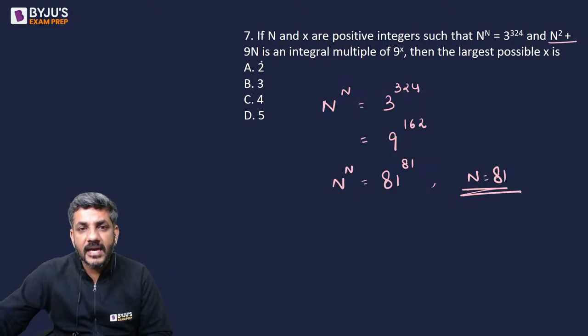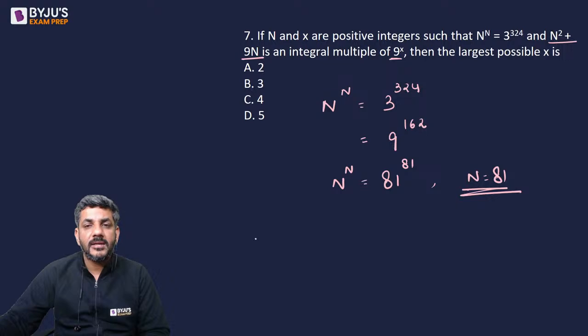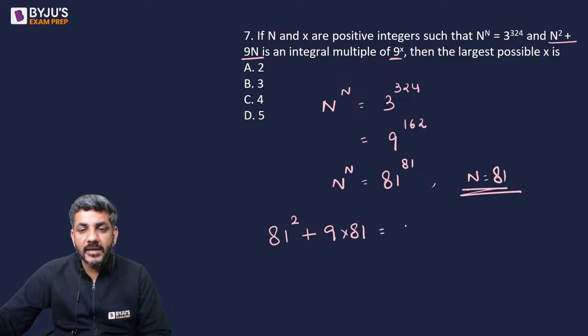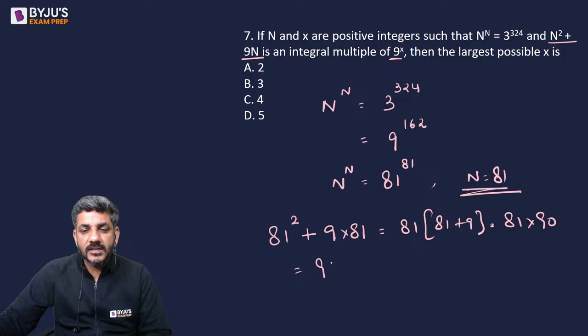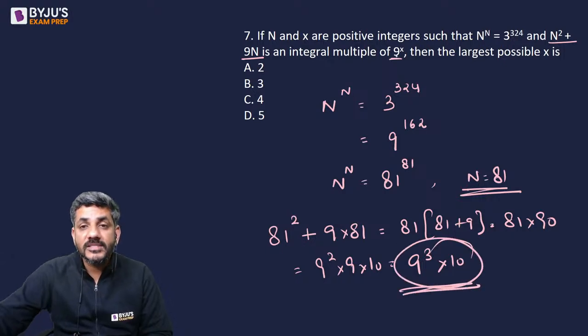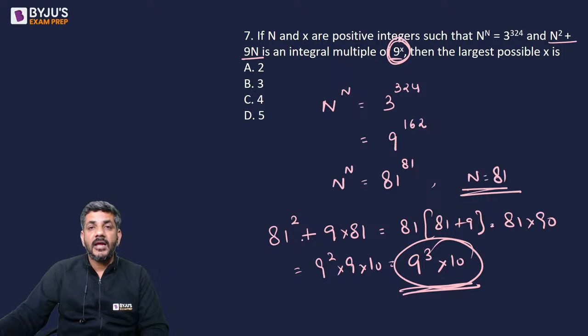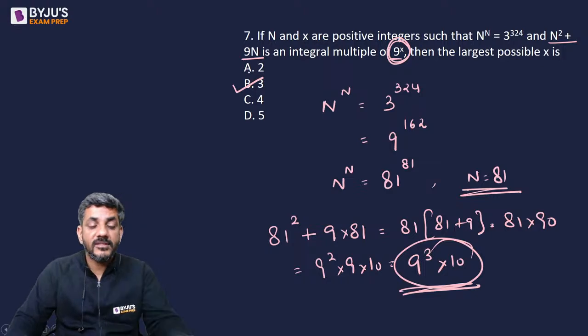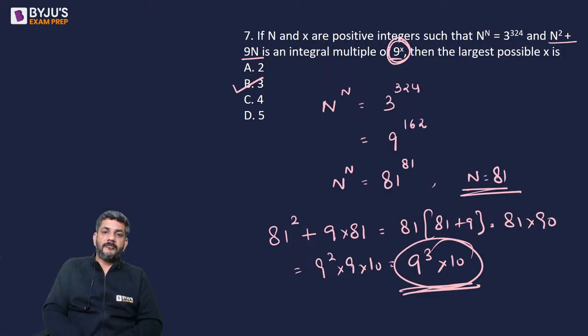And now here he says n square plus 9n is an integral multiple of 9 to the power x. n square is 81 square plus 9n is 9 into 81. So this can be written as 81 into 81 plus 9, that is 81 into 90, which is 9 square into 9 into 10. It is an integral multiple of 9 cube. Question says it's an integral multiple of 9 to the power x. तो वो x की वैल्यू क्या है? It is equal to 3. So the correct answer for this question is option B, which is 3.